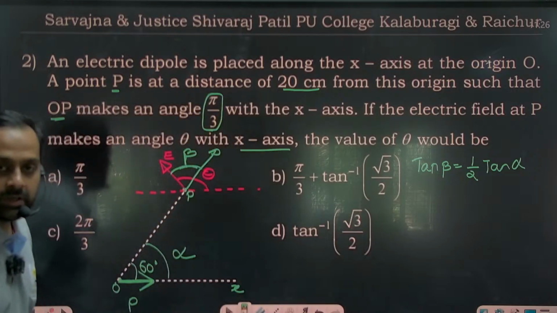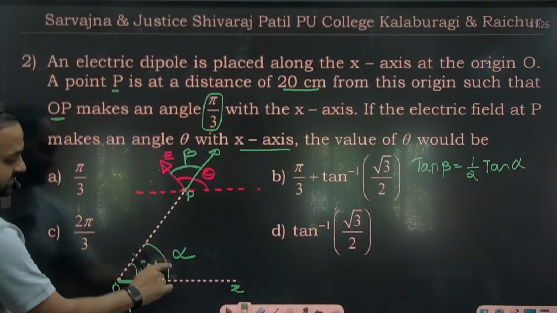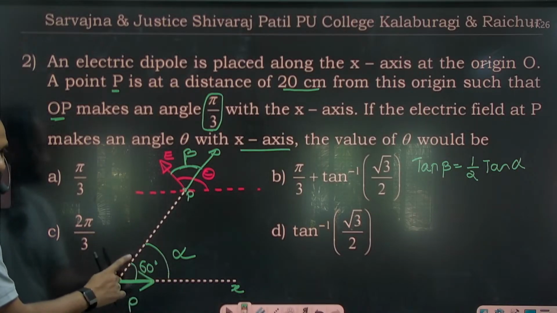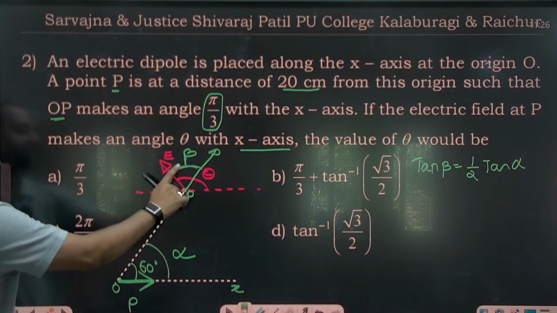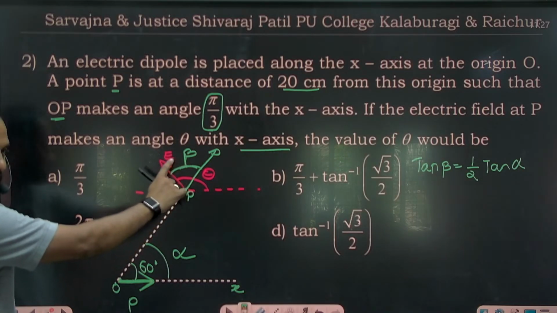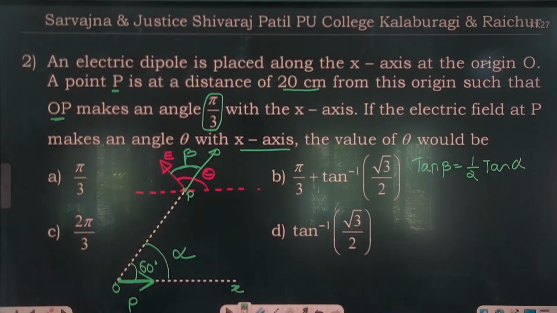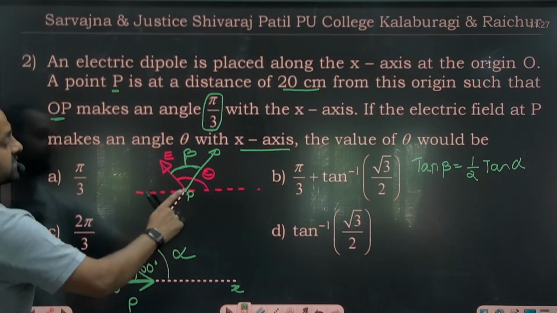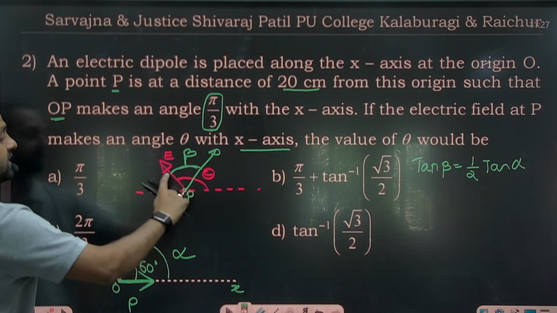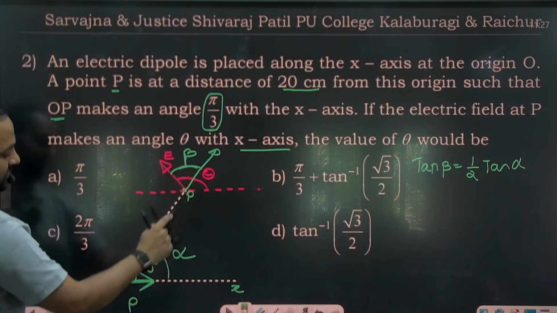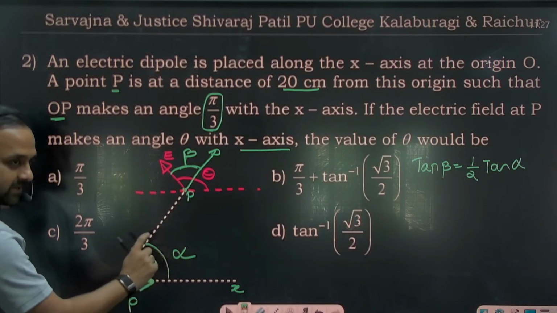Okay, you have to understand what this is. Alpha is the angle that the dipole is making with the position vector, and beta is the angle the electric field is making with the position vector. Both angles are measured with the position vector. So with the position vector, the dipole makes an angle alpha, and the electric field makes an angle beta. So tan beta will be equal to 1 by 2 times tan alpha.